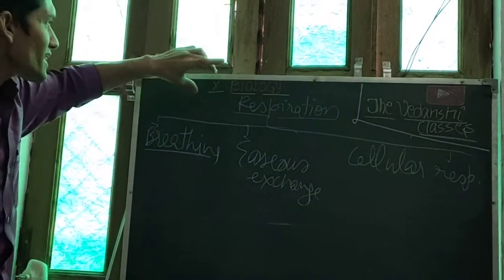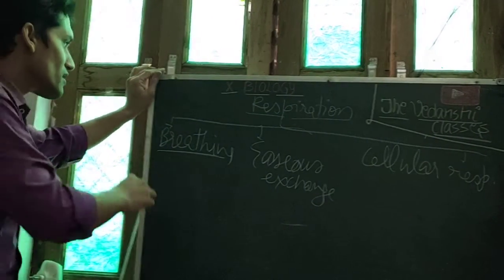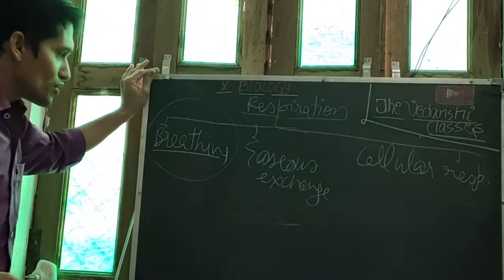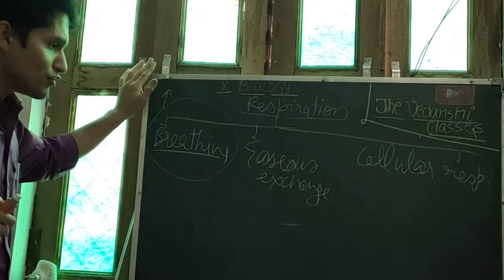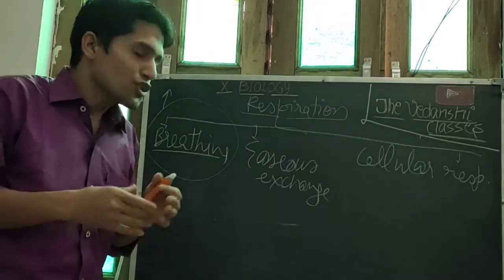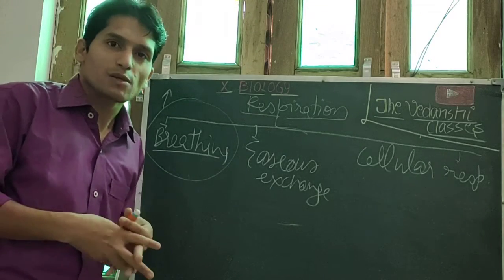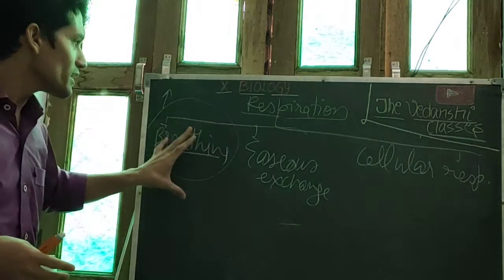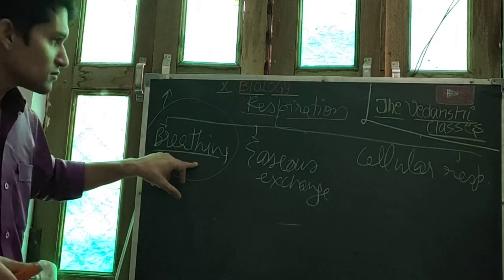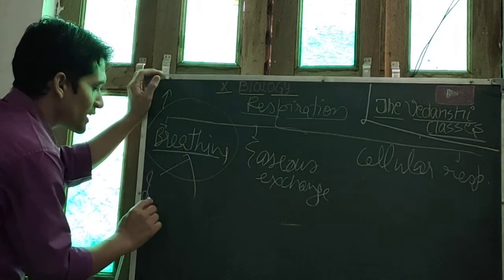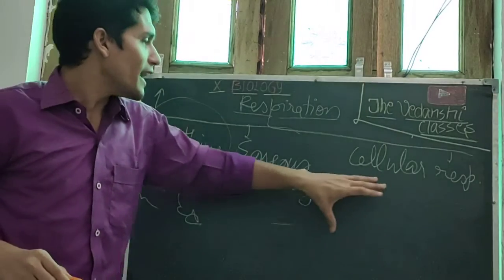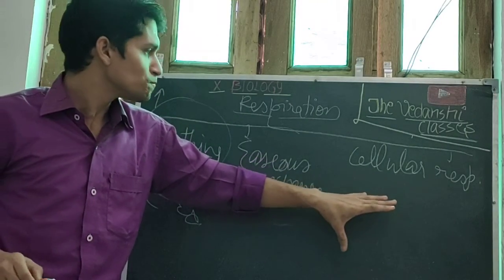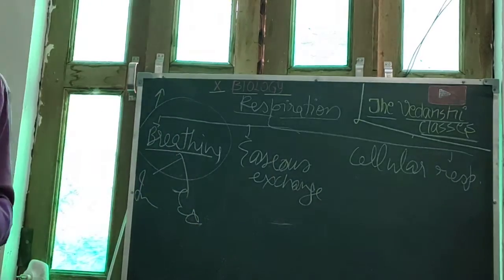In these processes, respiration takes place, and the system which is responsible for respiration is the human respiratory system, which consists of the lungs. Today we will study the human respiratory system, breathing, the mechanism of breathing, that means inhalation and exhalation, gaseous exchange and cellular respiration. So we are starting from the beginning.